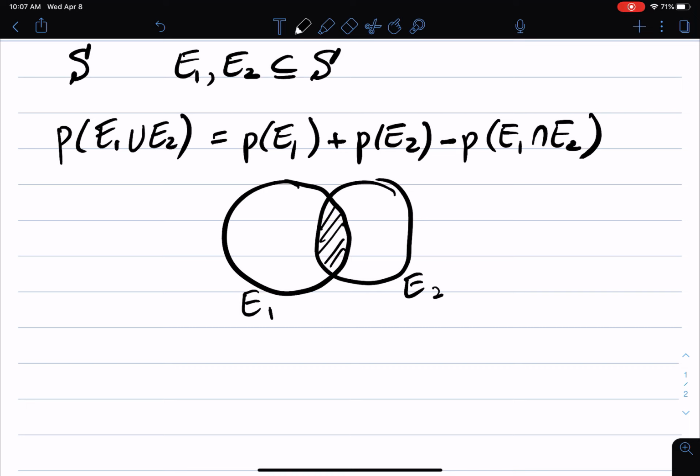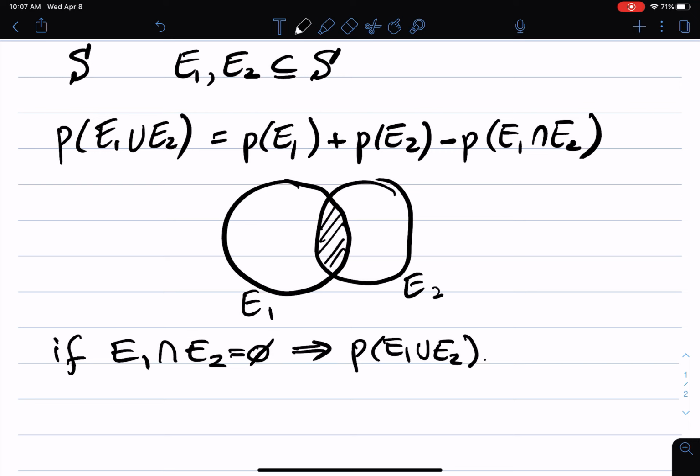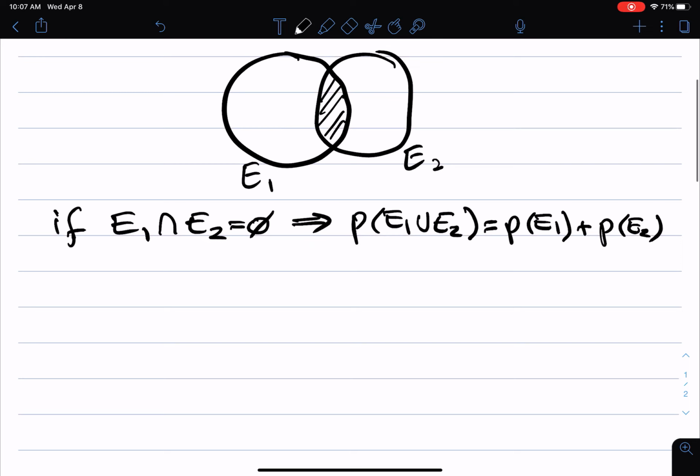Now, if the two events are disjoint, then we have P of E1 union E2 is P of E1 plus P of E2. Okay? Now, this just follows from what I wrote before, because then the probability of the intersection of the two is 0, and this follows from that. Okay? But again, we can do any other set operation.